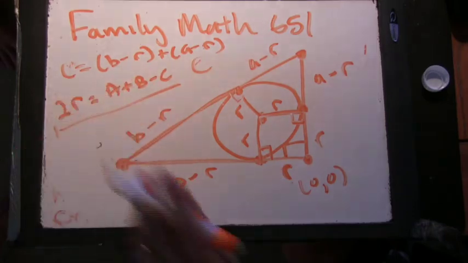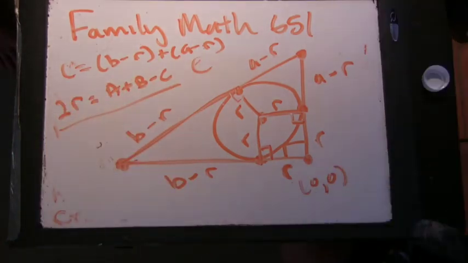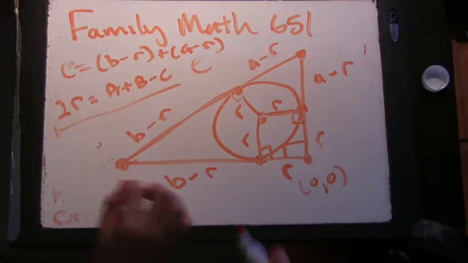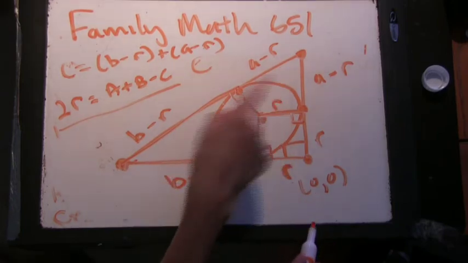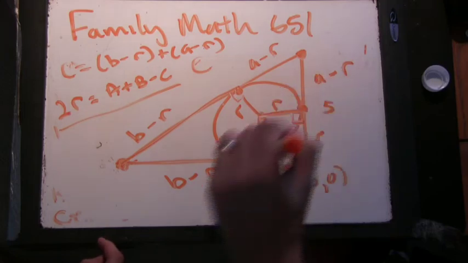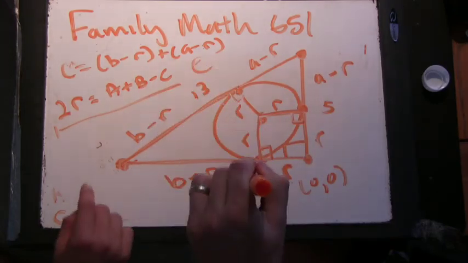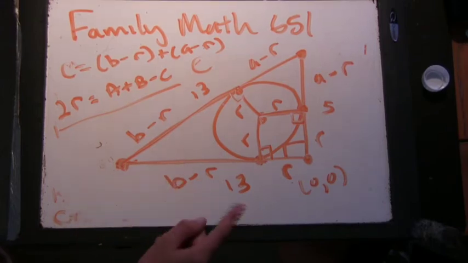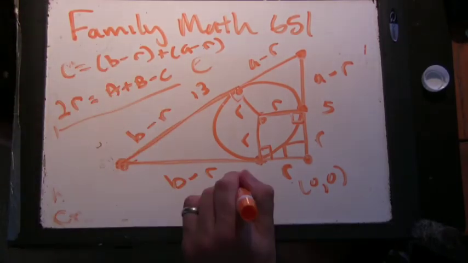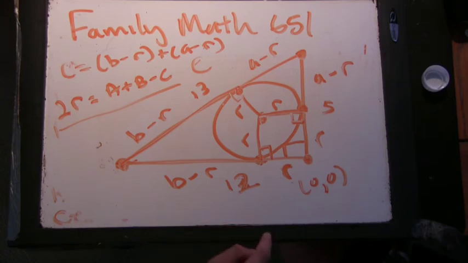Okay, so we have a 5, 12, 13 triangle. We're calling the sides a, b, c. So it's going 5, 12, 13. So it's going to be 12 plus 5, that's 17, minus 13. It's going to be 4. It's 2r, so r is 2. R is 2. Okay, awesome.